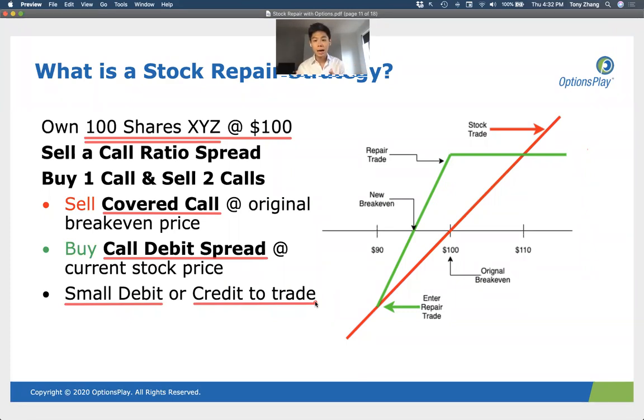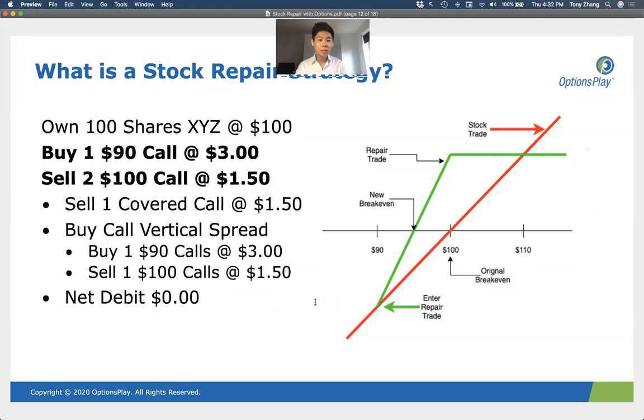That's generally speaking the ideal ratio spread. So that is how you put on a ratio spread.